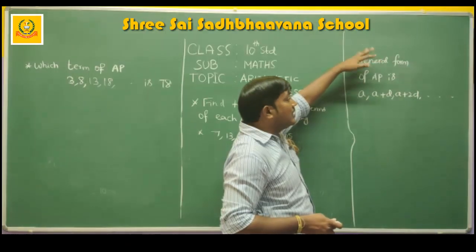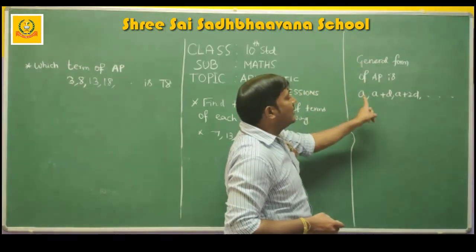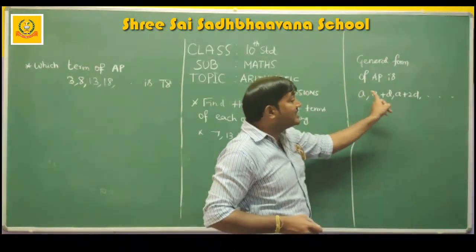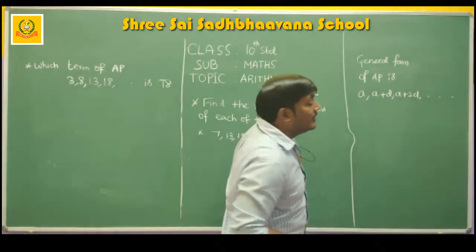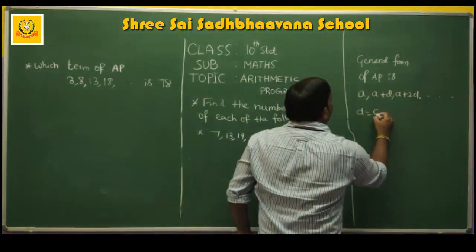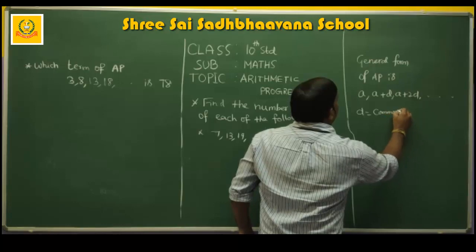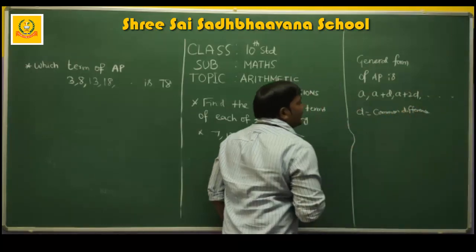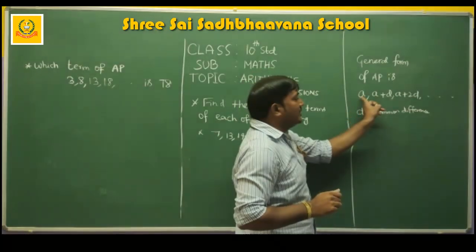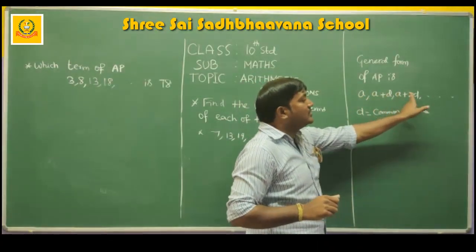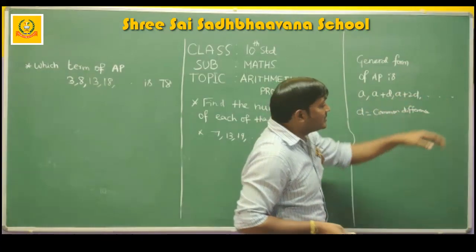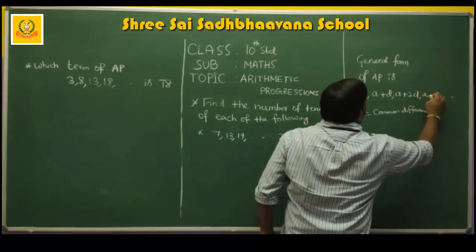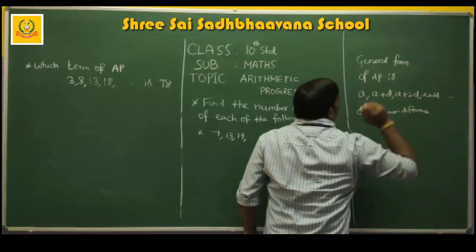We already discussed in the last class the general form of AP. First term is A. Next is A plus D. What is D? D is called the common difference, that is added for every term. A plus D, the next term it will be added 2 times, and the next term it will be added 3 times, and it goes on.